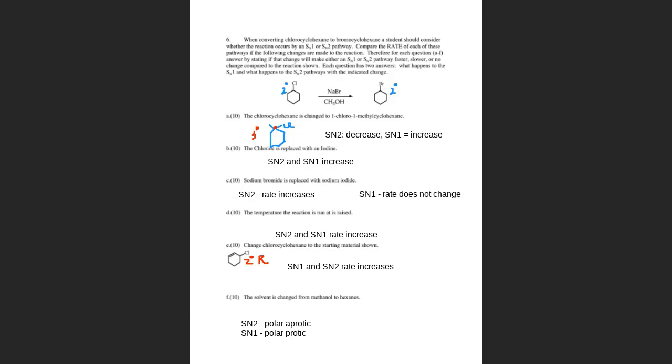Hexane is nonpolar, and that's pretty bad comparatively, it's not even polar, right? Although for SN2 it's not aprotic, it's like not polar at all. So it's a bad situation. So for SN2 and SN1, it would drop the rate.